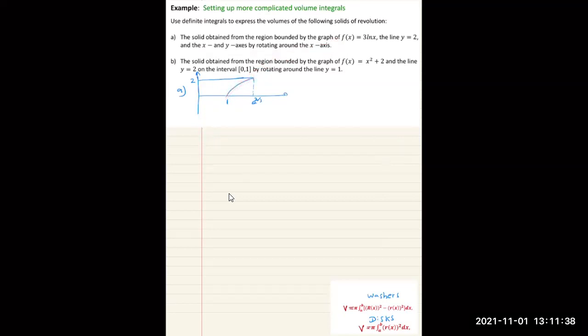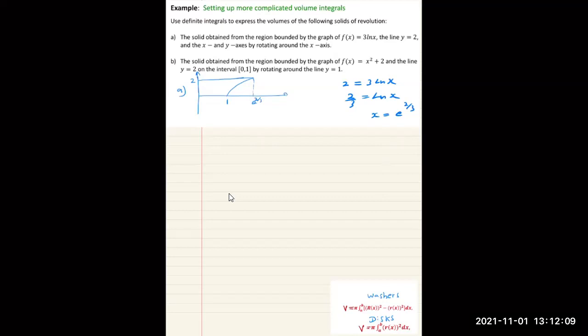Now I can do one more thing. I can find this x value. How do I find this x value? I can set these two functions equal. I know this function, which is y is equal to 2. This is 3 ln x. If I set those two equal, 2 is equal to 3 ln x, then 2 over 3 is equal to ln x. X is equal to e to the power 2 over 3. So that will give you this value, the intersection point.